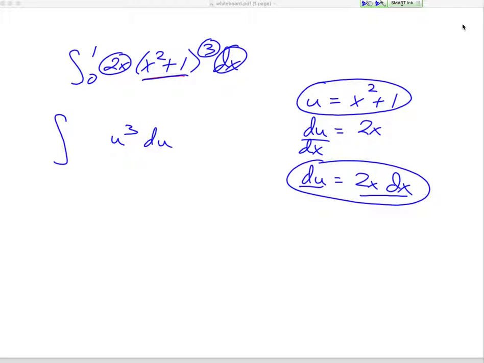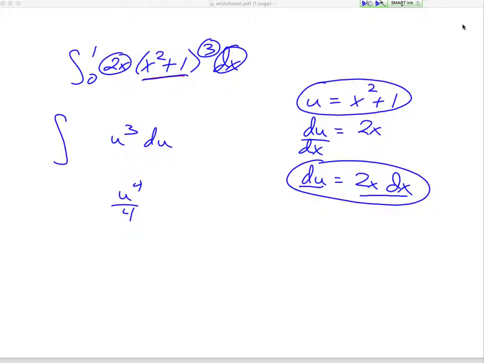So now I have a function that is non-composite. Even though it looks like you didn't have the derivative of the inside, you do. You need the 2x. Now I'm dealing with a non-composite function, which we can integrate. Notice I didn't put any limits on here, and I did that on purpose. You'll see why in just a second. So if I integrate u cubed, what do I get? U to the 4th over 4.